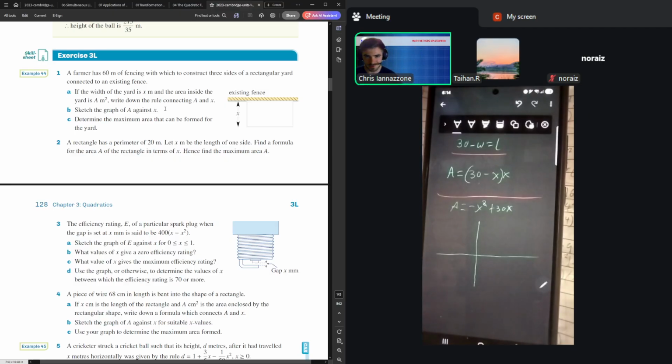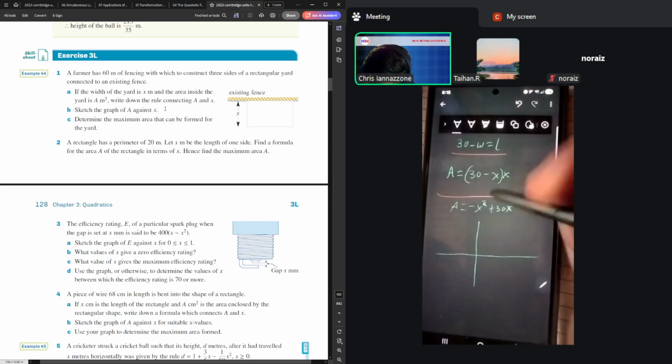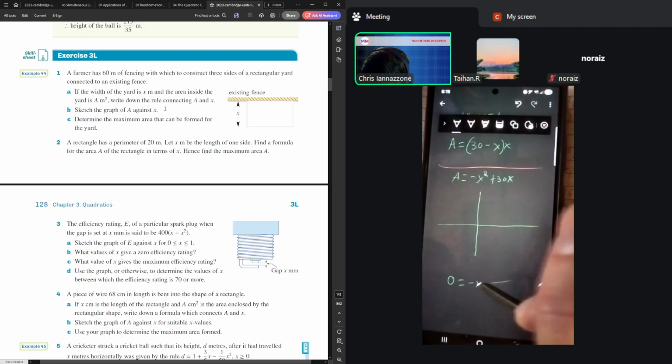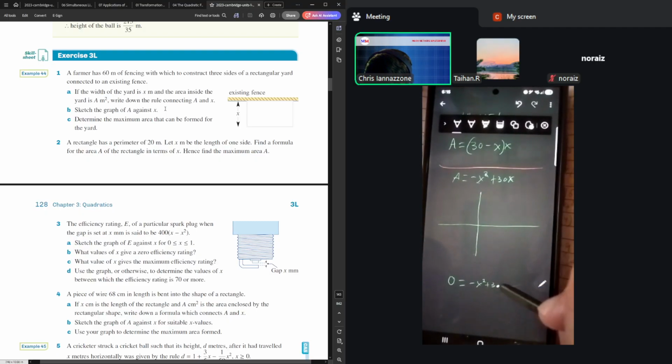It is the tougher approach. That makes sense. Sorry, I thought you said... Yeah, just finding the intercepts. Yeah, finding the intercepts. How do you do that? So just set y equal to 0. Yep, y equals 0. So in this case, that'd be our A equals 0. So 0 equals minus x squared plus 30x.